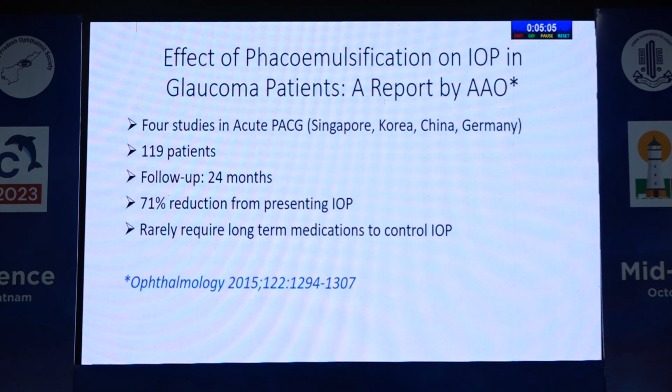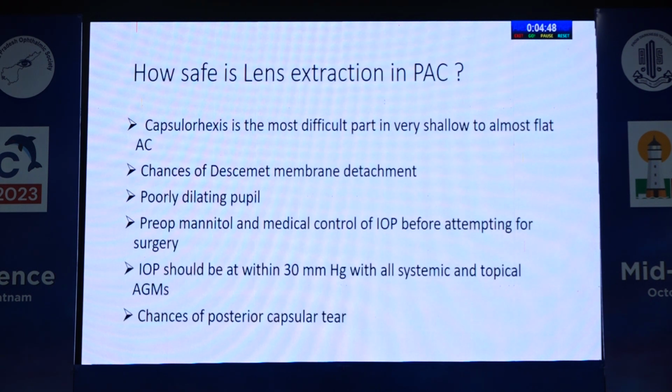Now coming to the effect of phacoemulsification on IOP, there is a report of the American Academy of Ophthalmology, showing a 71% reduction from the presenting IOP after phacoemulsification in these procedures. And these patients rarely require long-term medication to control the intraocular pressure. Now, how safe is lens extraction in acute PAC?